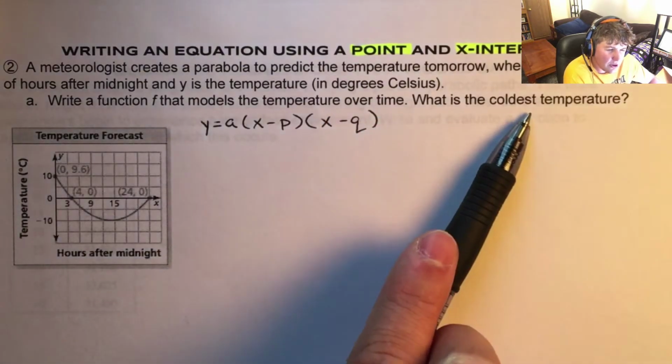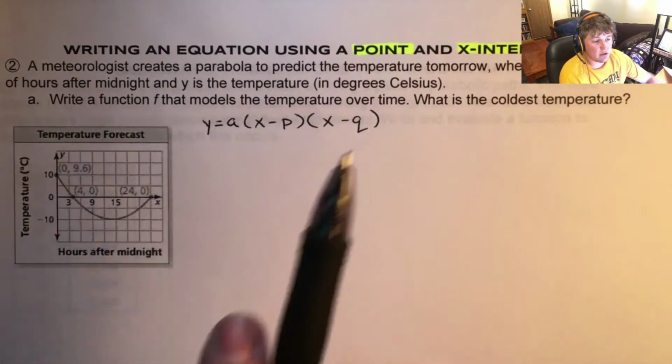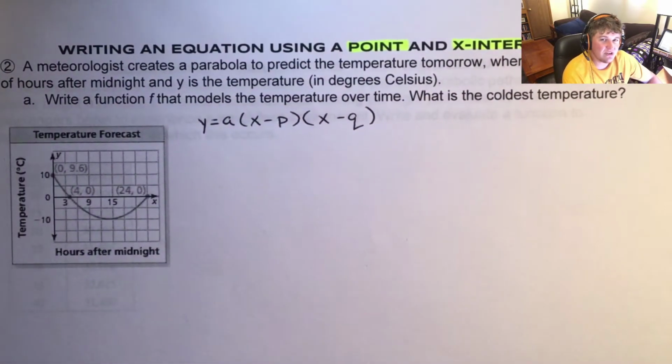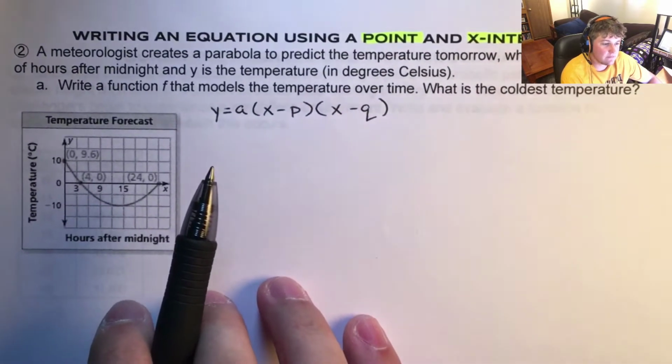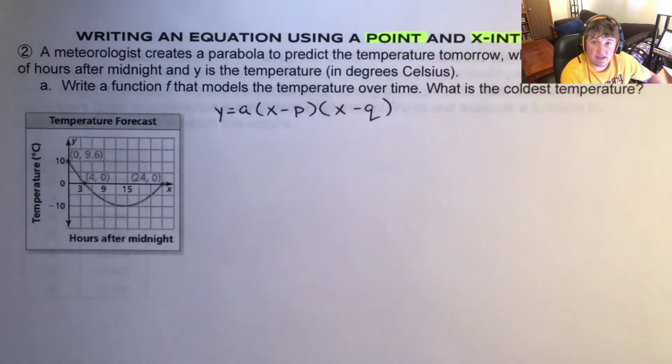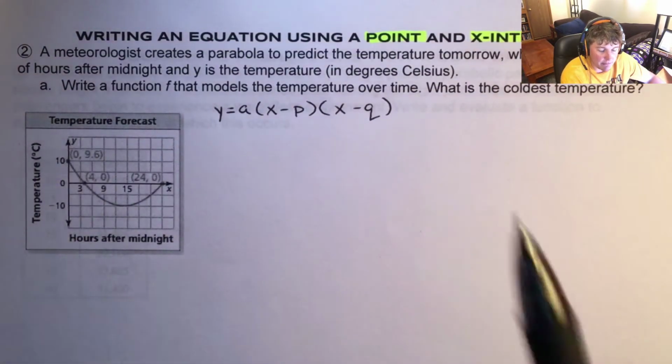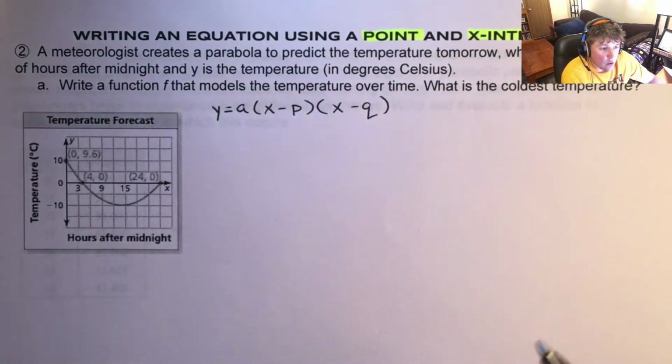And then we would like to know, what is the coldest temperature? This is a great question because it talks about exactly what I was talking about at the end of one, where it doesn't always ask, like, find y when x is 7. It's asking what's the coldest temperature, and we have to think about that in this problem.